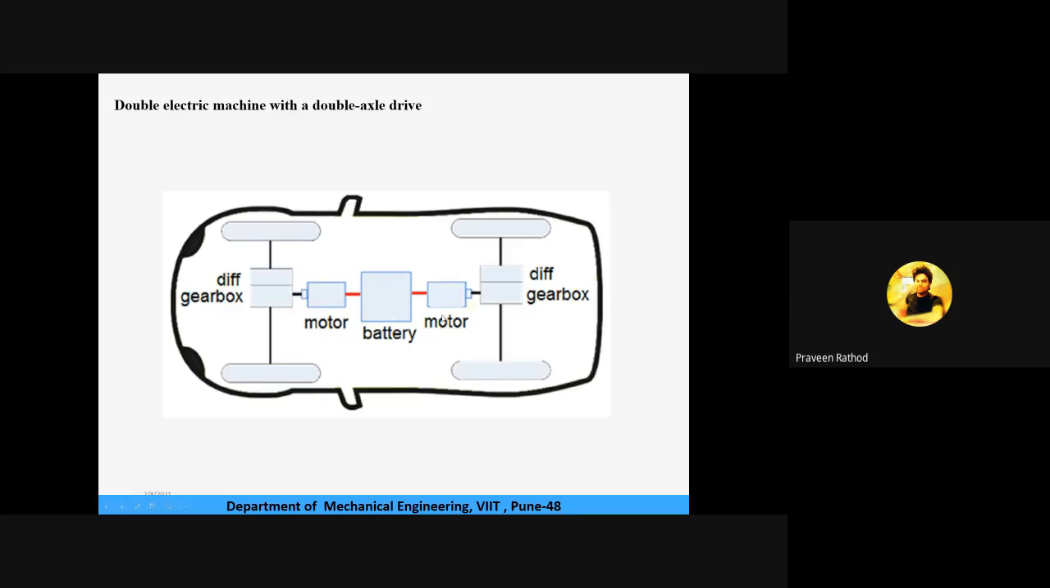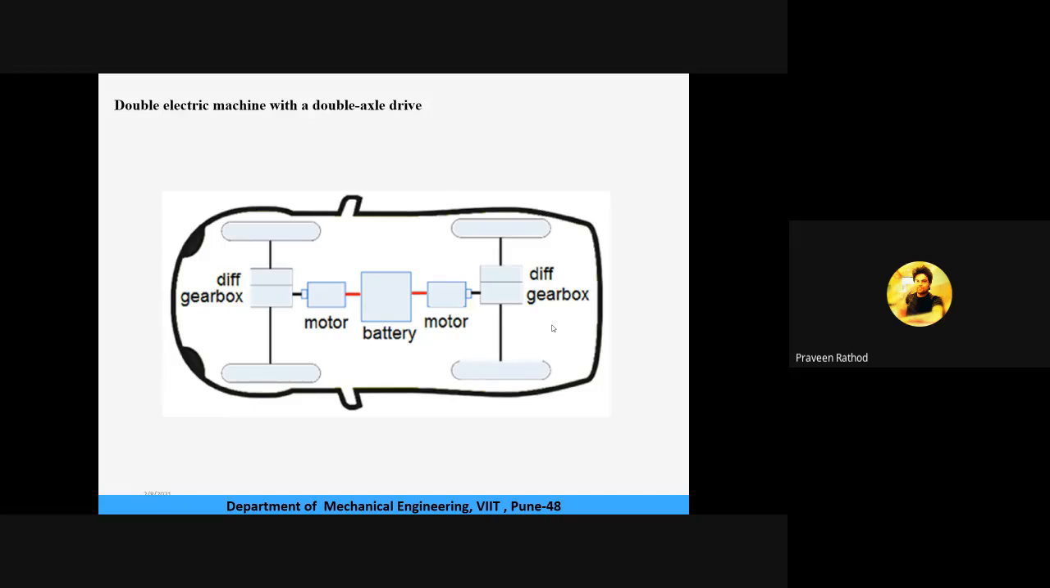Separate front as well as rear motors are used with a single gearbox ratio. So for the front there is a different gearbox ratio, and for the rear there is a different gearbox ratio. So we can also call this a conventional engine 4-wheel drive. Okay, so acceleration performance, it has good acceleration performance.